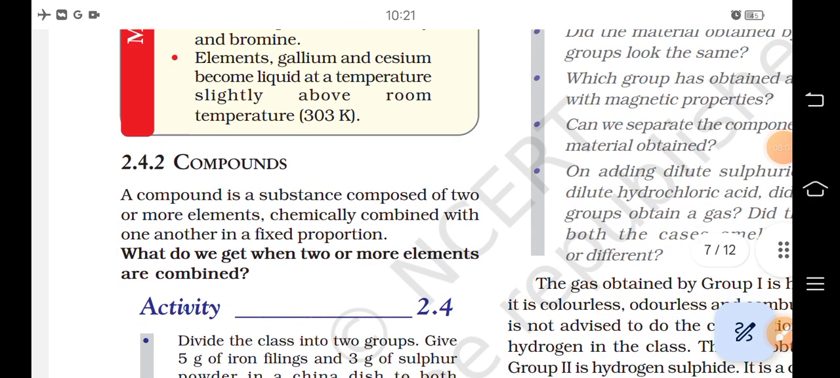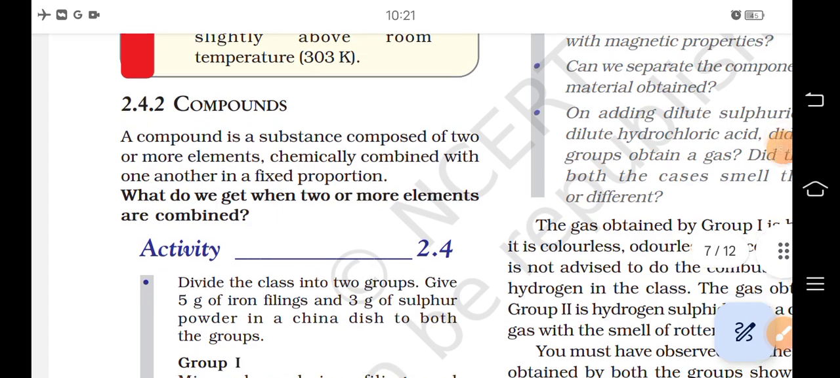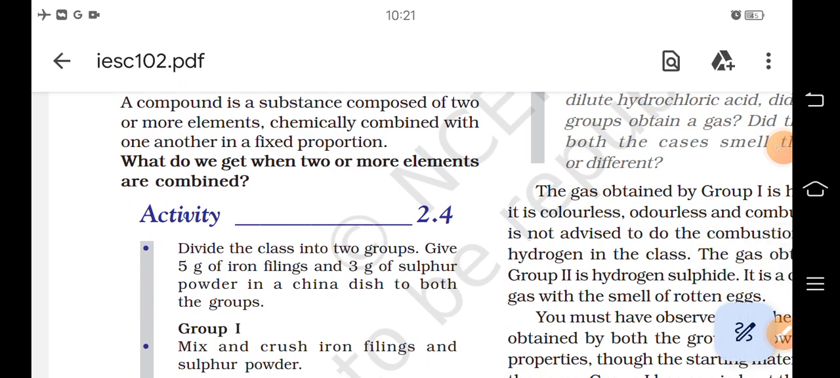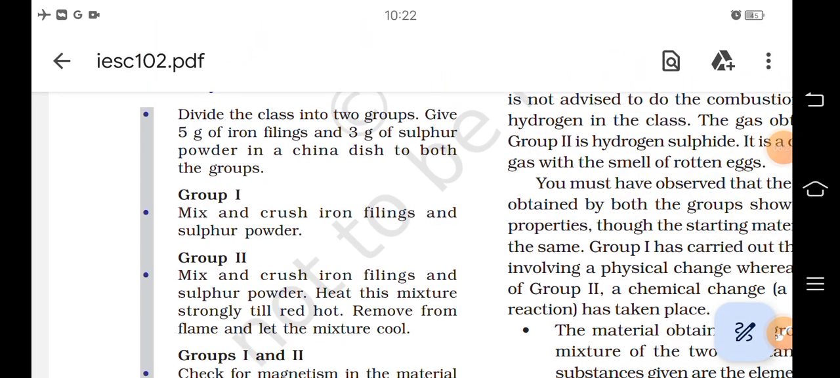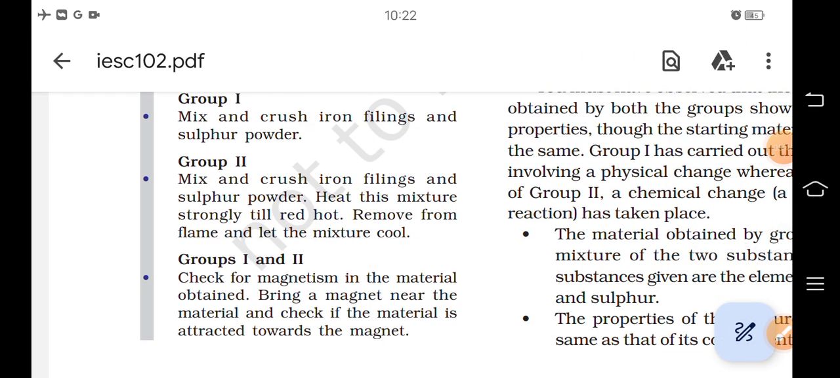Compounds. A compound is a substance composed of two or more elements chemically combined with one another in a fixed proportion. What do we get when two or more elements are combined? Activity 2.4. Divide the class into two groups. Give 5 gram of iron filings and 3 gram of sulfur powder in a china dish to both the groups. Group first, mix and crush iron filings and sulfur powder.